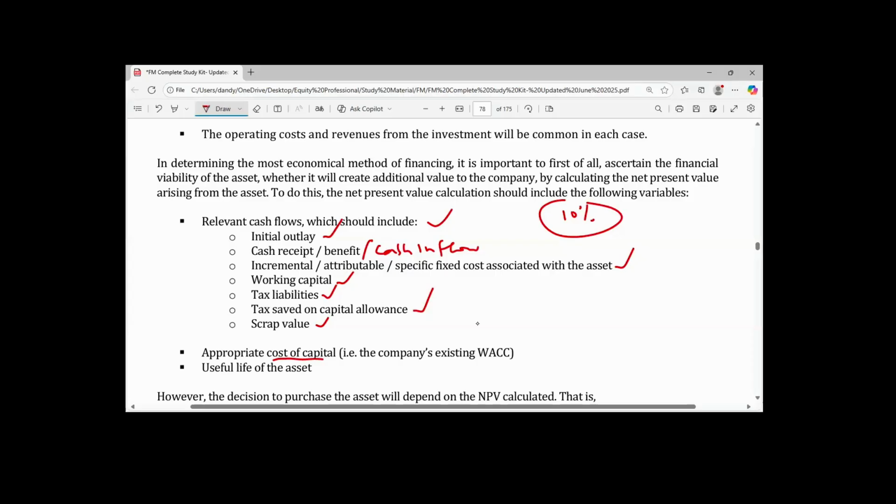So you need to convert it to after tax by saying interest multiplied by 1 minus tax rate. So this will give you the after tax. You already know this. We did it under cost of capital. All right. So you just determine the post-tax interest. That post-tax interest is what you are going to use to discount the cash flow under each method of financing the assets, under lease, under hire purchase, or under borrow to buy. It is the same after tax cost of debt or cost of borrowing that you are going to use. So watch out for that.